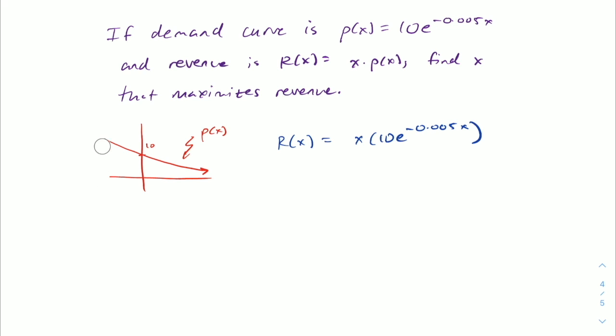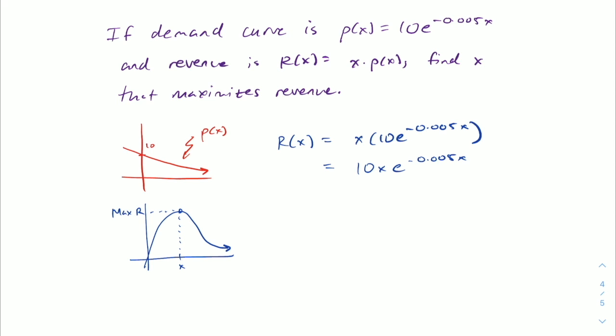Let me sketch this R function here. So the R function looks something like this. And what we want to do is find this x that maximizes the revenue. So I'm going to take the derivative and set it equal to 0. Before I do that, I'm going to just rewrite this function slightly.